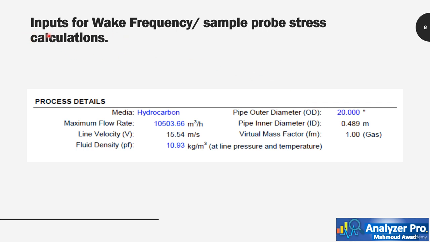Now let's check together real examples for wake frequency calculations and sample probe stress calculations, done in an ethylene plant on two different probes. First, let us understand what data we need to start the calculations. They are mainly two sets of data: the process details and the probe details. Process details are the process media, maximum flow rate and line velocity, fluid density and line pressure and temperature conditions, the process pipe inner and outer diameter. And finally, the virtual mass factor, which is a dimensionless factor related to fluid mechanics. It equates to 1 in case the fluid is in a gas phase and 0.9 in case of liquid phase.